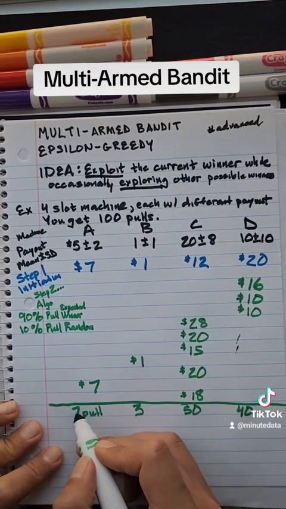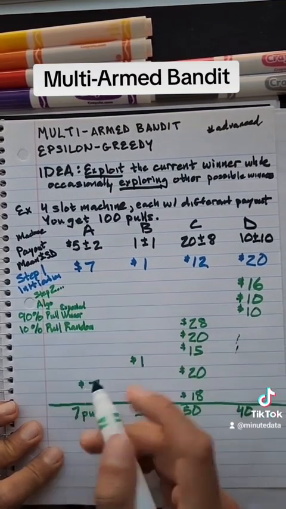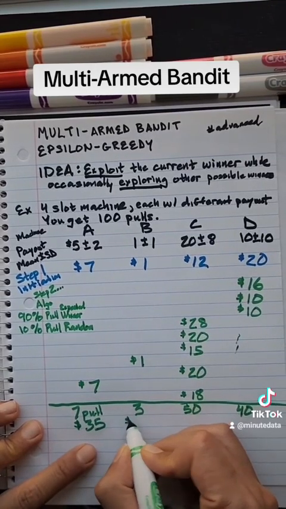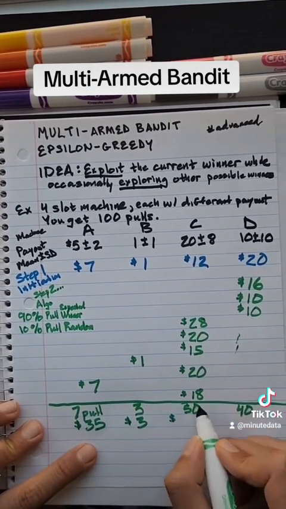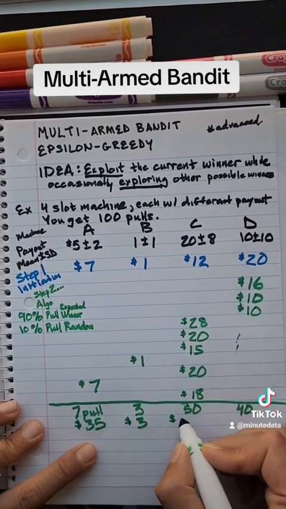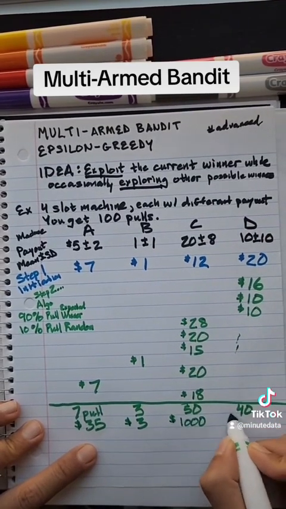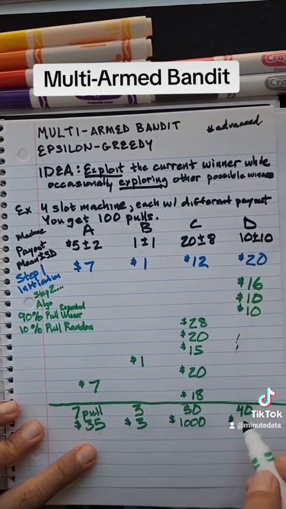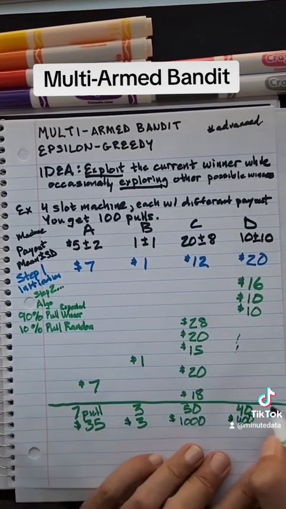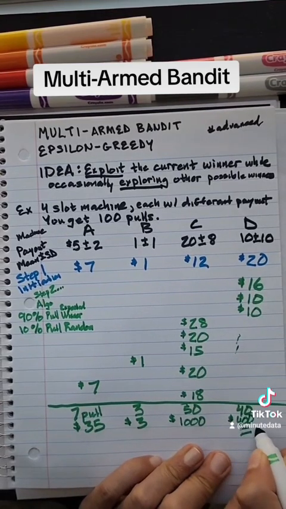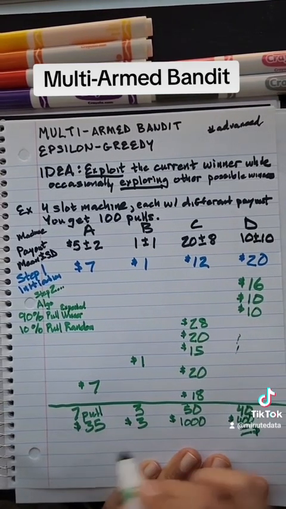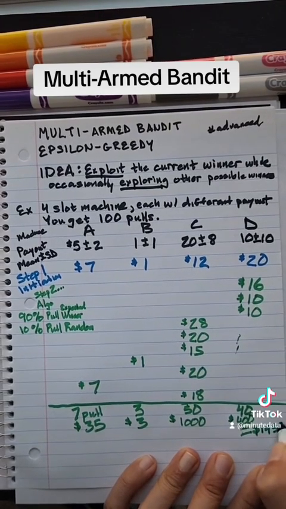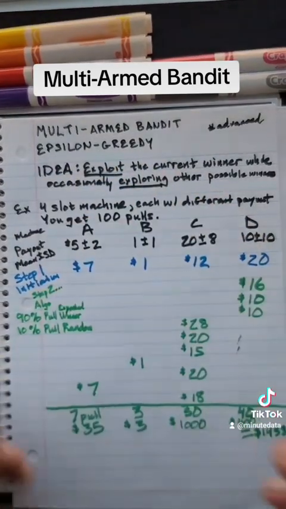In expectation, on average, these 7 pulls each pay out $5. So on average, you'll probably make $35. And then for slot B, on average, you'll probably make $3. Slot C, 50 times 20, so on average you'll actually make 1,000. And for slot D, on average you'll make, let's see, 40 times 10, 400. So in total, you're going to make about 1,438 using this epsilon-greedy algorithm.